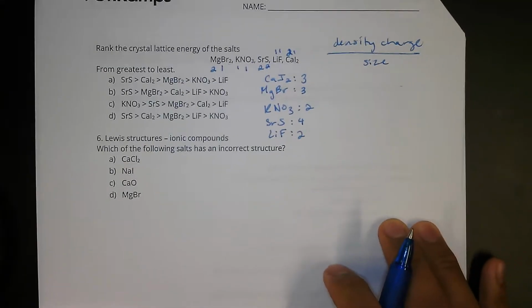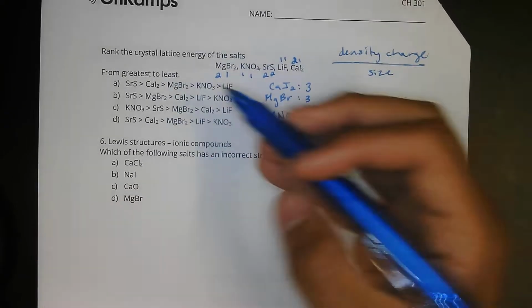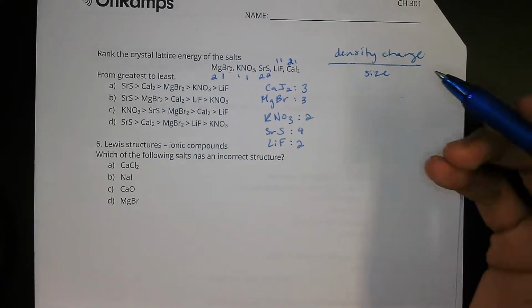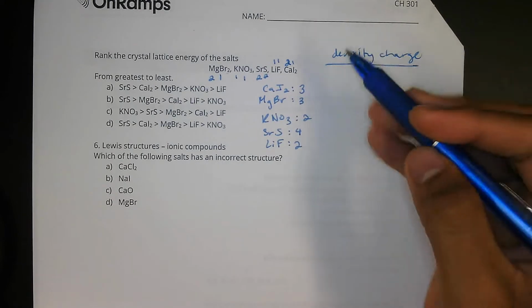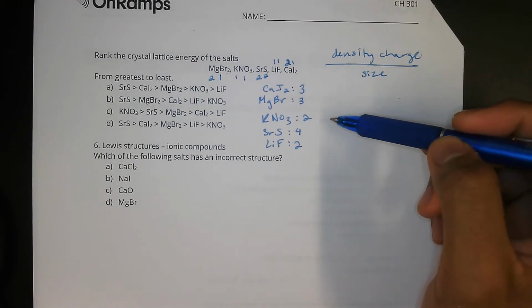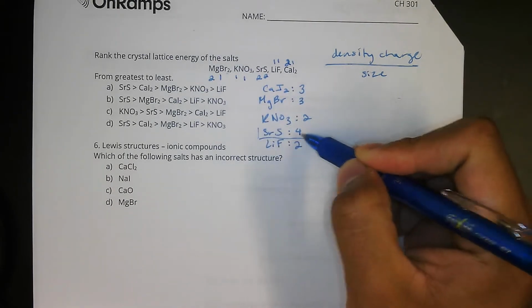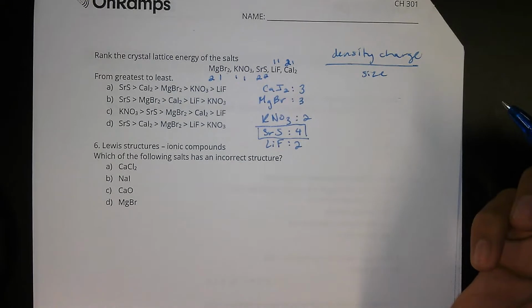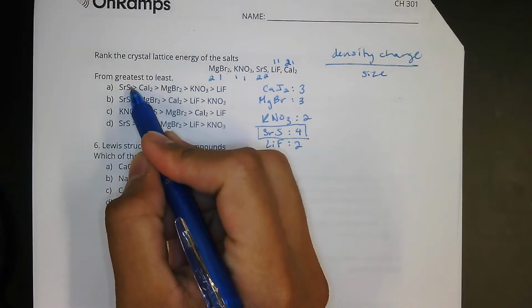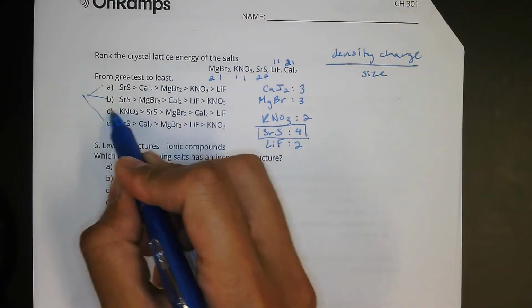So these are my charge densities, and I can just put them in order. So it's asking me to rank them from greatest to least lattice energy. The one with the greatest lattice energy will be the one with the largest charge density. And so in this case, that would be the one with charge density of 4, which is strontium sulfide. So now I'm between A, B, and D, and I can cross C out.